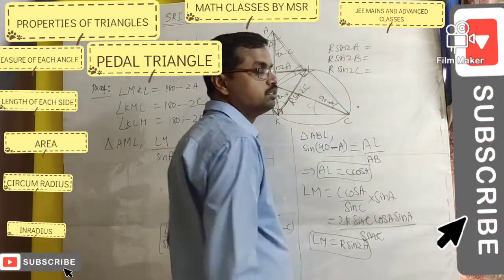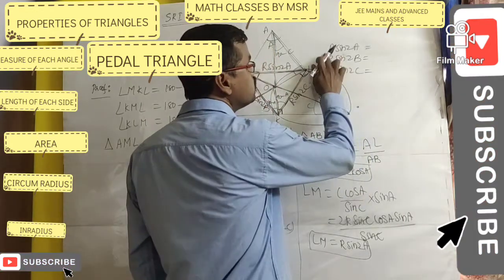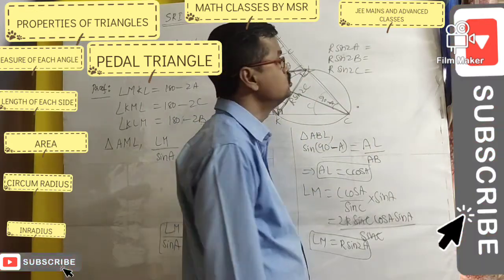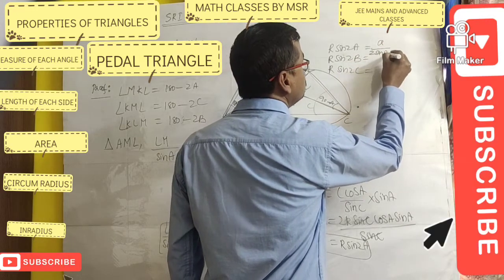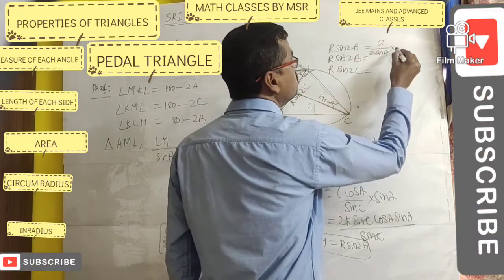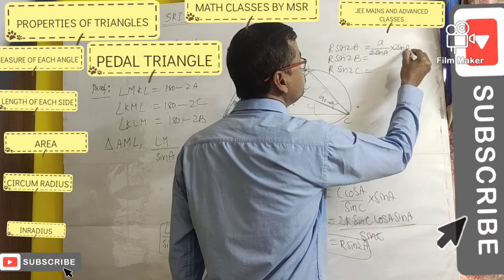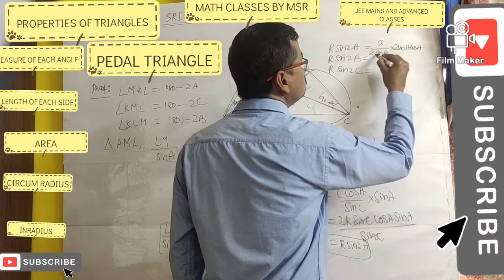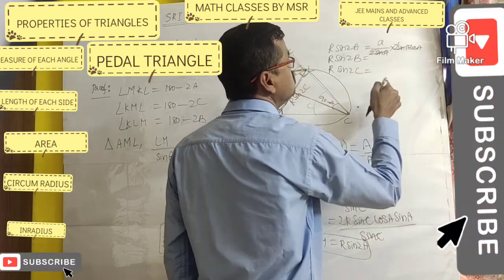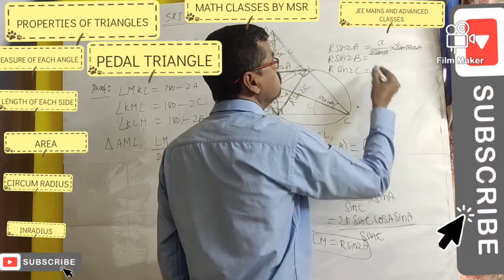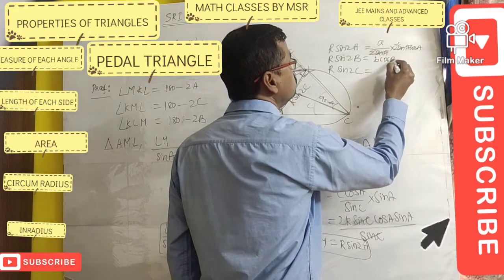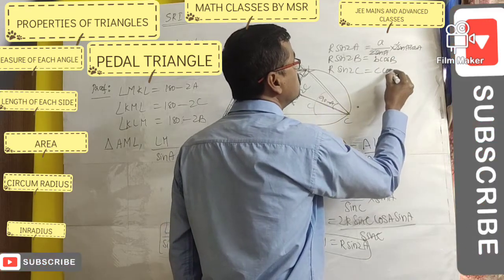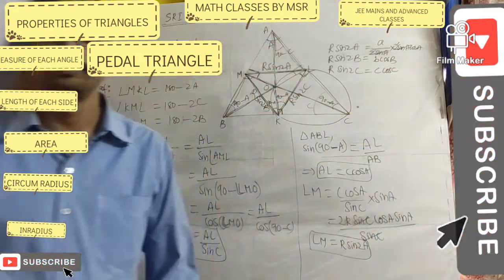R is nothing but, as per the sine rule, R we can write as a by 2 sin A. A by 2 sin A into sin 2A, which can be written as 2 sin A cos A. Sin A cancels, 2 cancels. We can write it as a cos A. Or R sin 2B can be written as b cos B. R sin 2C can be written as c cos C.